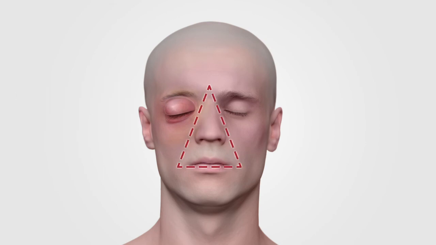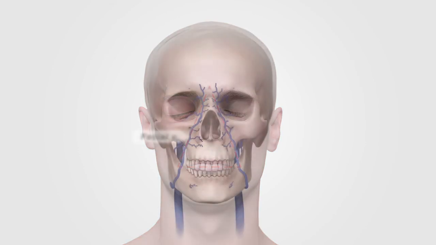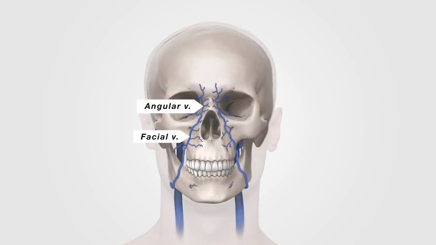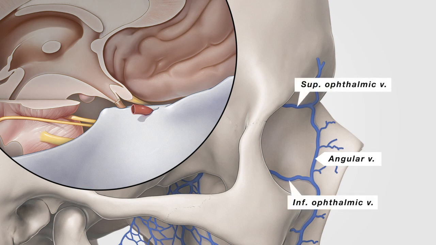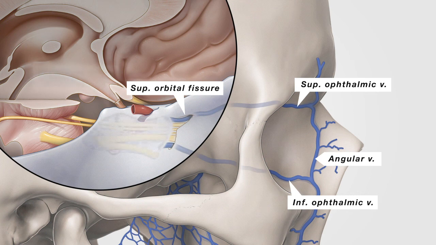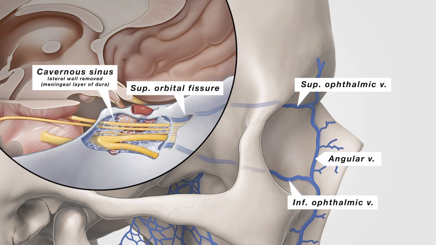Within the danger triangle of the face, infection can access the facial vein or angular vein. From here, blood can carry the infection to the superior ophthalmic vein or inferior ophthalmic vein, through the superior orbital fissure, and into the cavernous sinus.